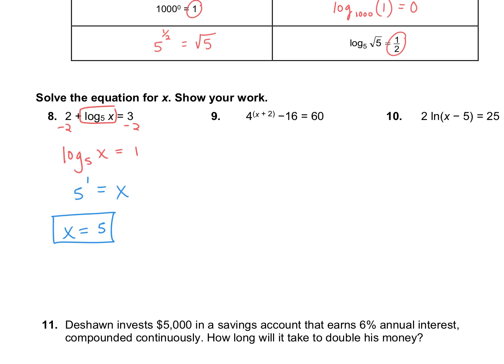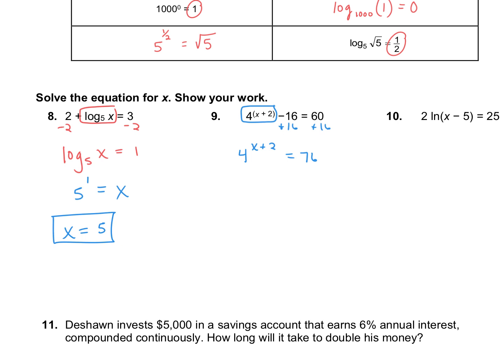But first, we're going to get this 4 raised to the power of x plus 2 alone before we go from exponent form to log form. So we've got this minus 16 we have to add to both sides. So 4 to the x plus 2 power is equal to 60 plus 16, which is 76.